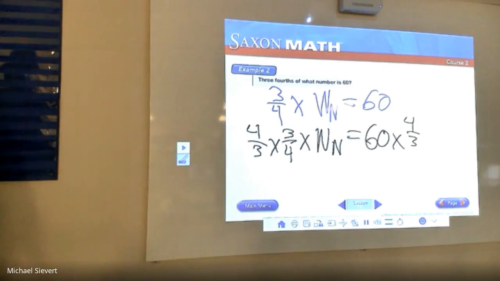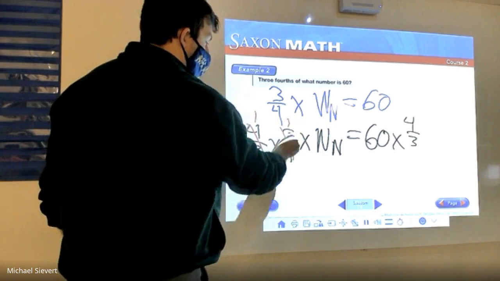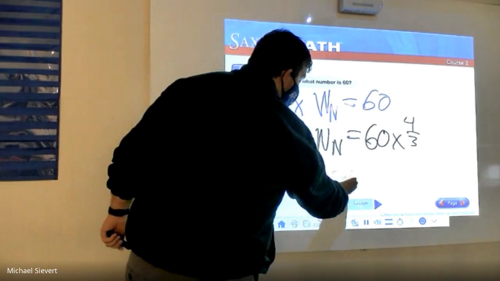And like we just talked about, 4/3, I don't see your pencil moving. I know you can't write that fast, but I really need you to focus and get these things down. 4/3 and 3/4 just become 1 and 1, so now they don't matter. So we got W equals, when you get to this part, because there's an invisible 1, but I'm not going to write that, because why would I?